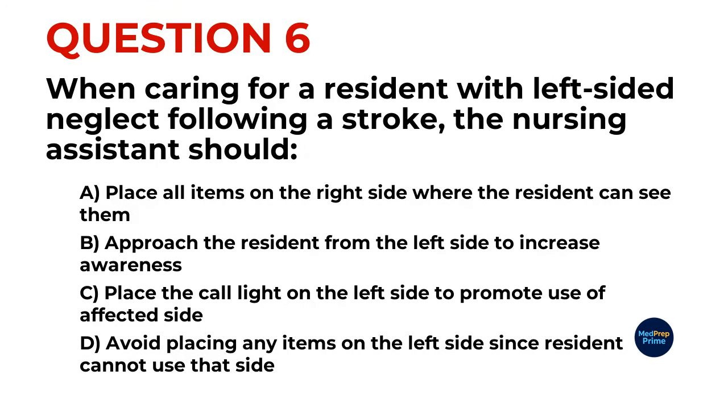place all items on the right side where the resident can see them. Option B, approach the resident from the left side to increase awareness. Option C, place the call light on the left side to promote use of the affected side. Option D, avoid placing any items on the left side since the resident cannot use that side.